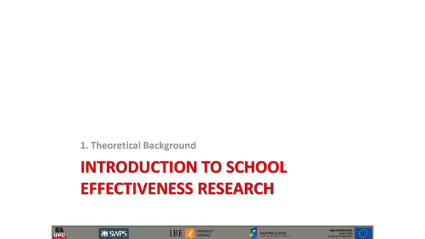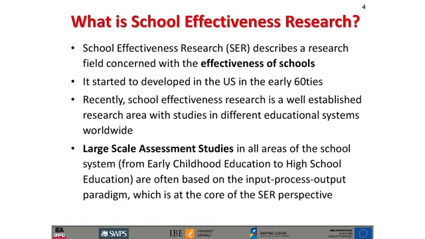So first of all, let us start with a short introduction to school effectiveness research. What is school effectiveness research? It describes a research field which is concerned with the effectiveness of schools, of course, and it started to develop in the US in the early 60s. Recently, school effectiveness research has become a well-established research area with studies in different educational systems worldwide.